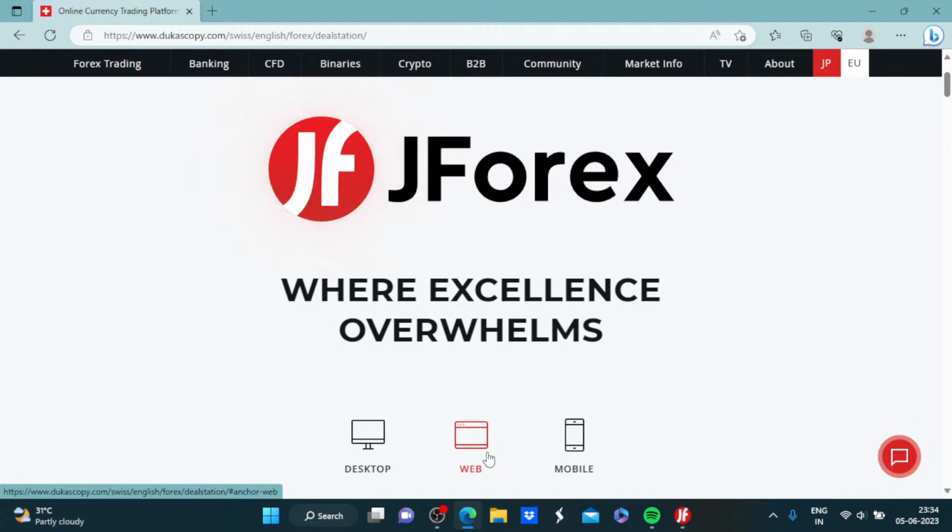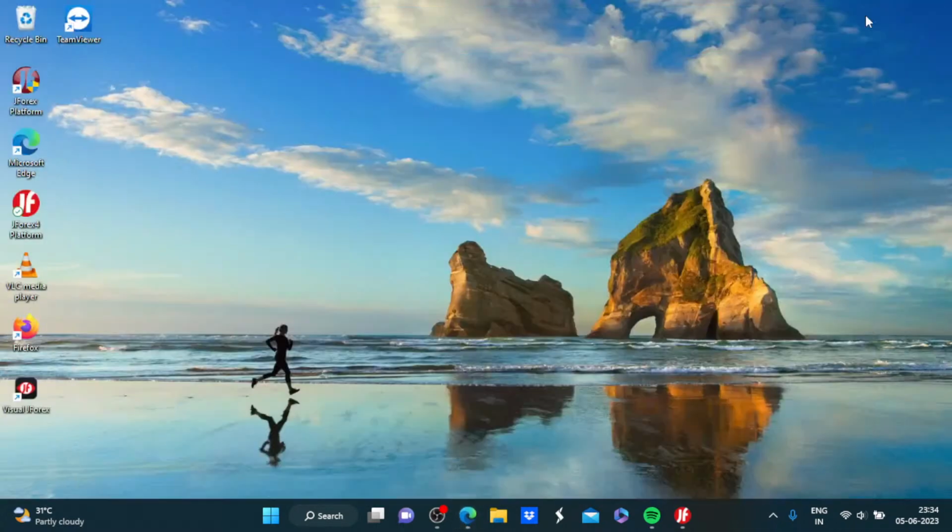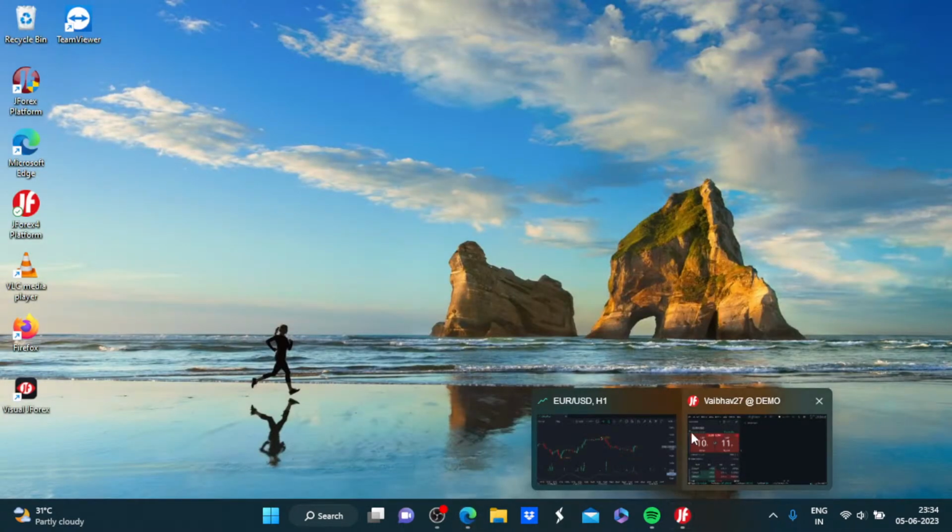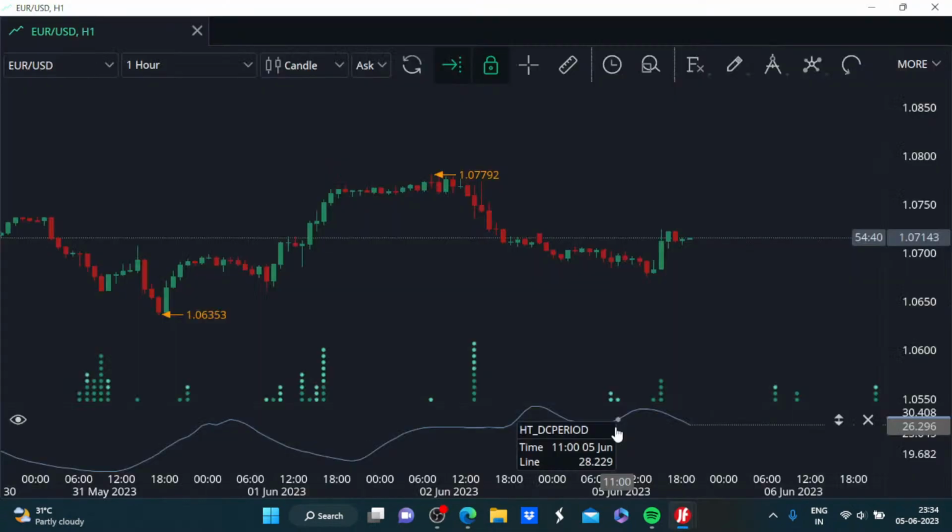So let us now head to the JForex 4, the newly released trading platform from the Dukascopy Bank SA. Here is the chart of the Euro USD with each candle period defined at hourly, and on this chart you will see there is a HTDC period indicator, that is the Hilbert transform dominant cycle period indicator, in place.